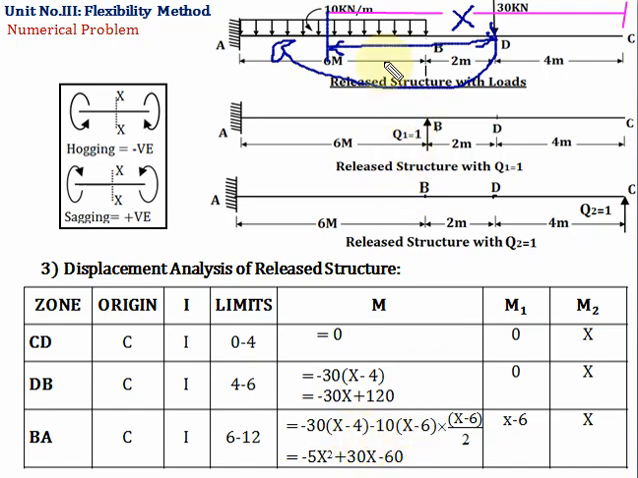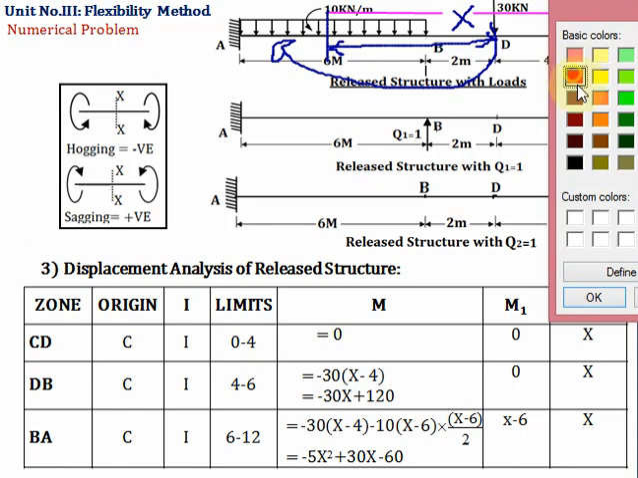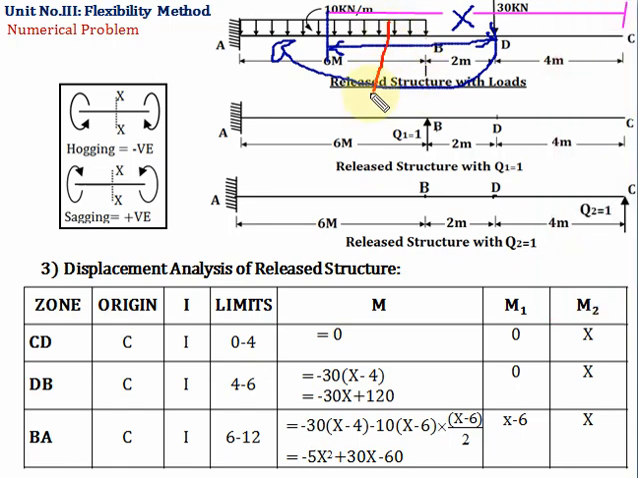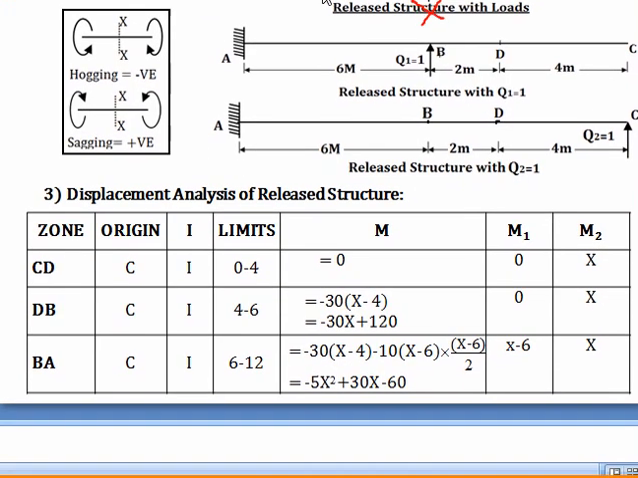Now next for this UDL, it will act like this. So for the intensity of BD, the nature will be hogging, so minus 10. So here we have to find out this distance. I will clear it first. Again, we are measuring x. So the x is measured from where? Sorry, the section we have to take first.